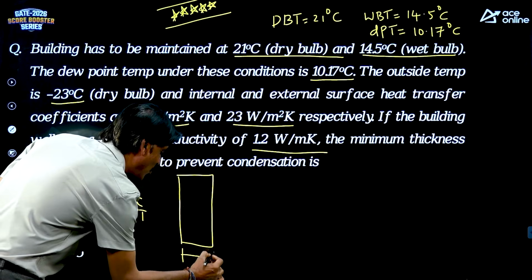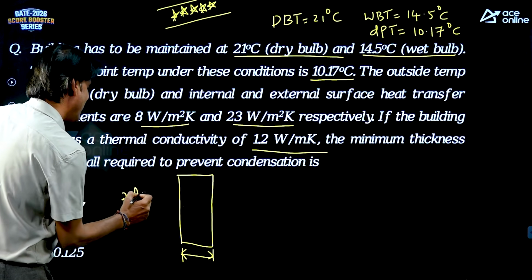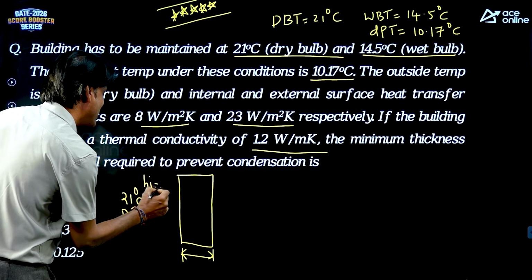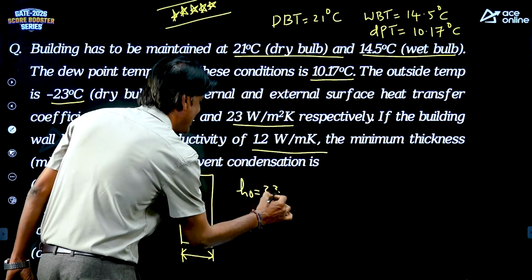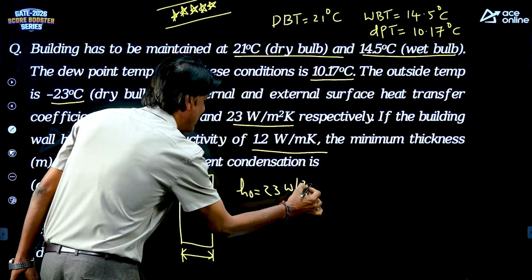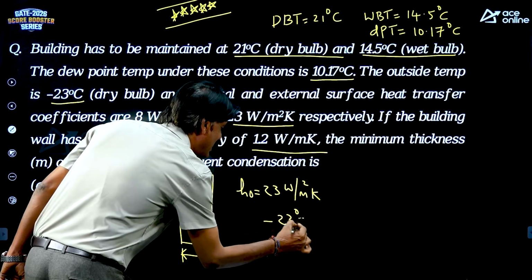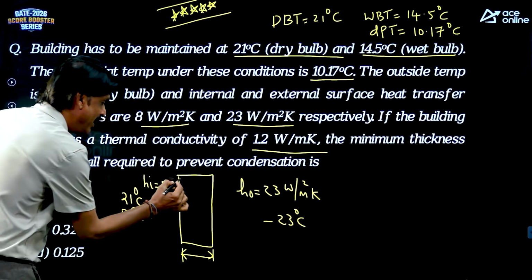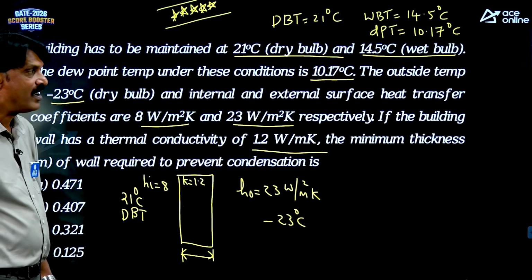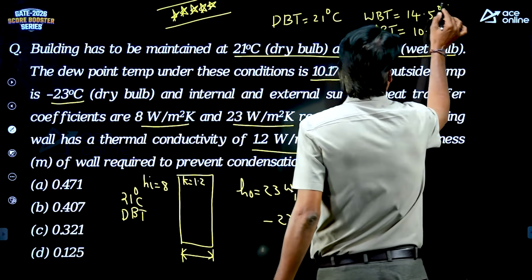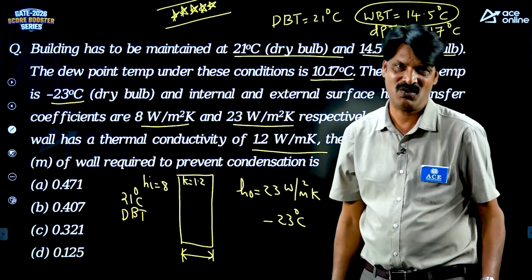He is asking you what is the thickness if this heat transfer coefficient Hi is 8 and H0 here is 23 watt per meter square Kelvin, if outside temperature is minus 23 degrees centigrade, given thermal conductivity of 1.2. This is the question. Now, wet bulb temperature is only an indirect measurement of humidity. It is not a thermodynamic state of temperature.